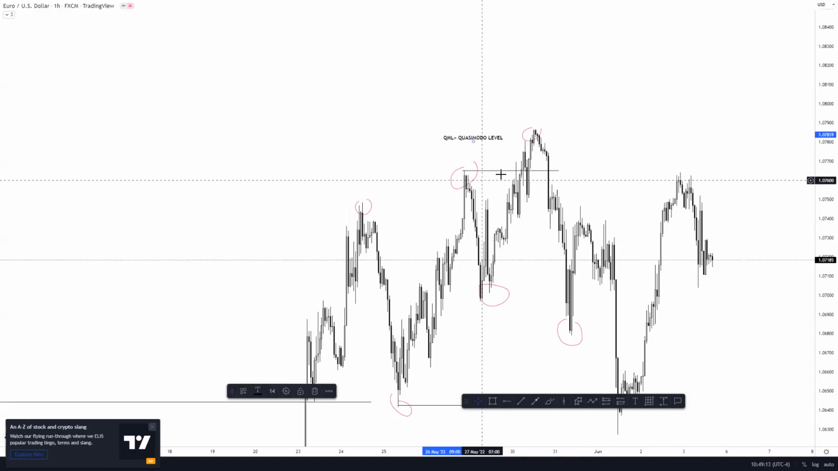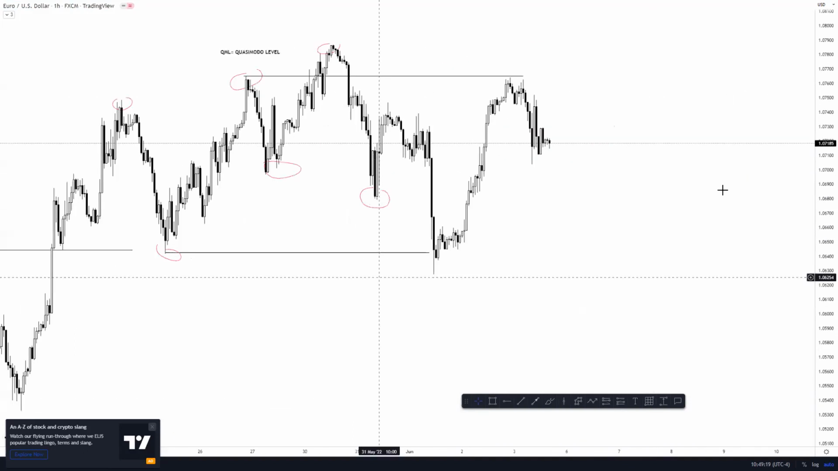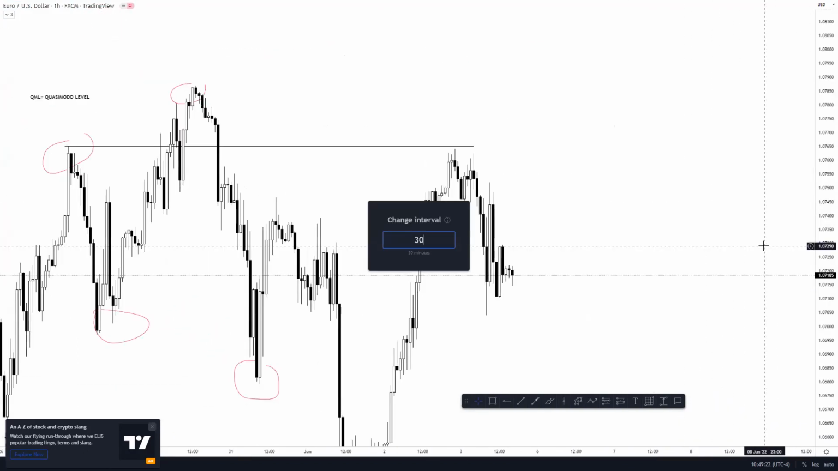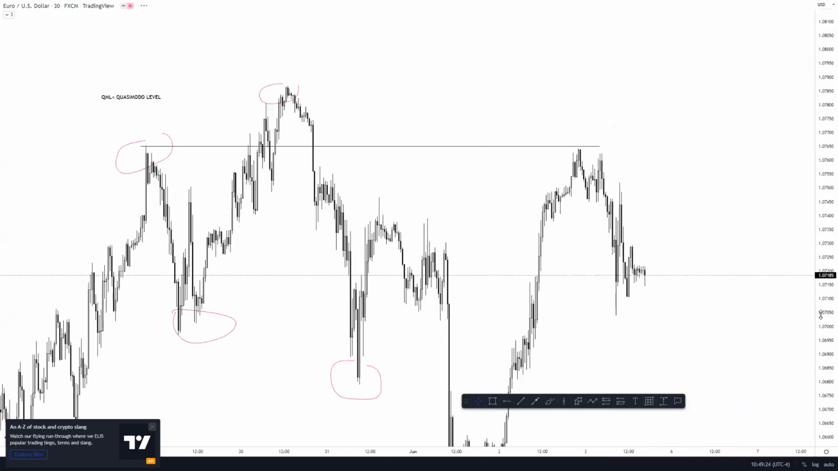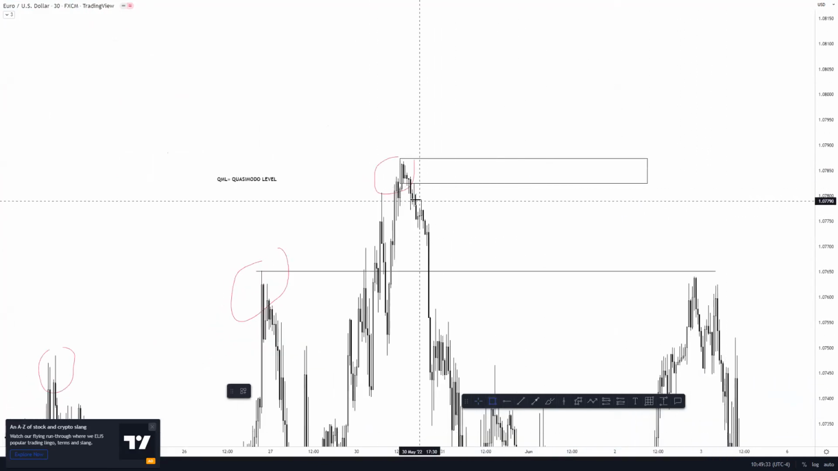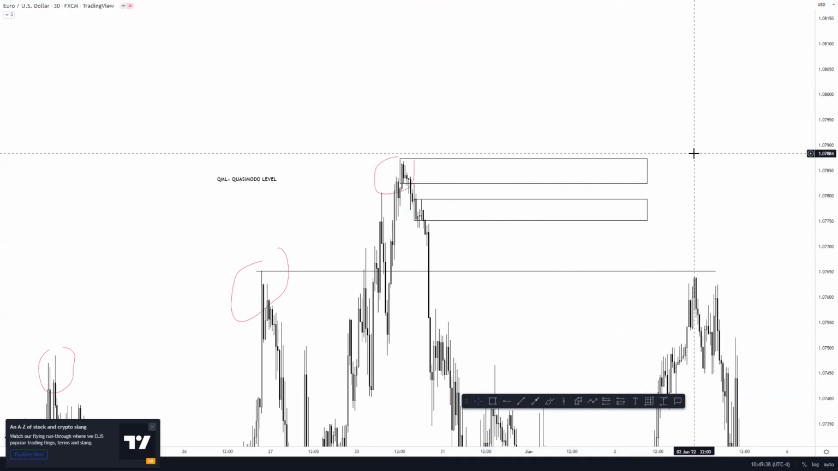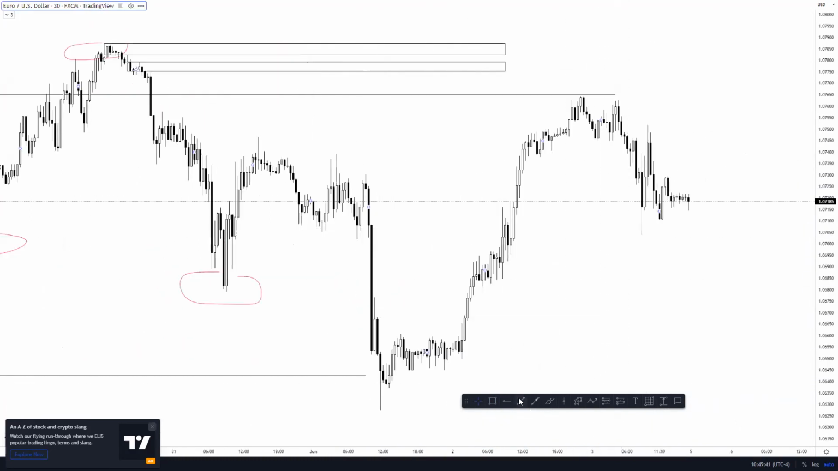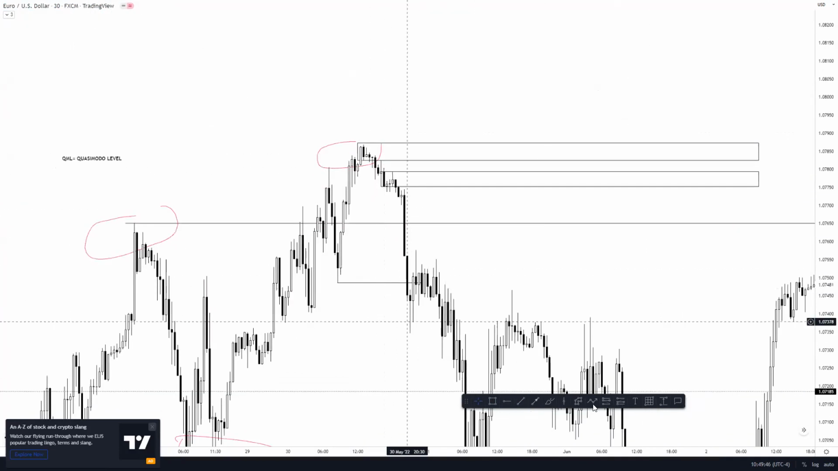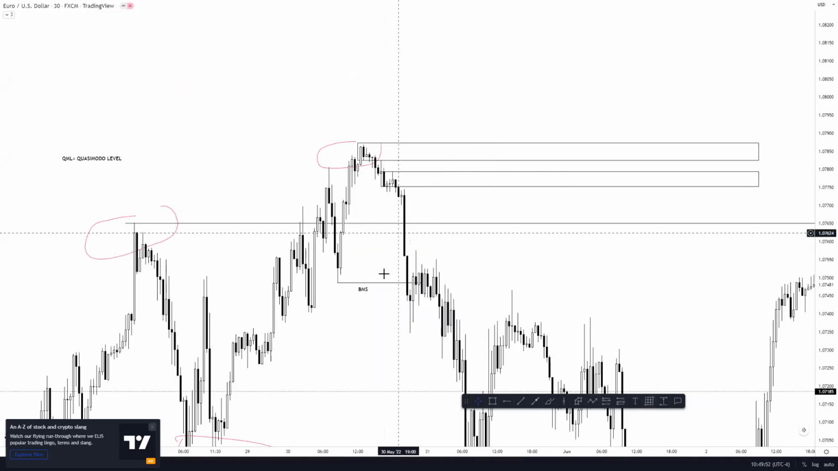So price exactly came here and bought from the QM level, but still I will be waiting for price to, like, I will go for 30-minute time frame, and I will be waiting for some sort of order block range here, and the last significant base which is responsible for the BMS. So these last two zones are responsible for this BMS. Okay, so that's how I will be choosing my point of interest.